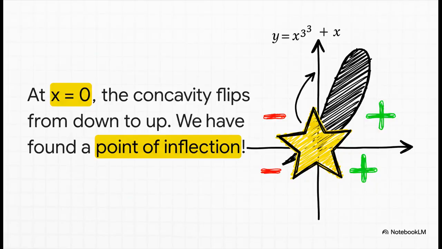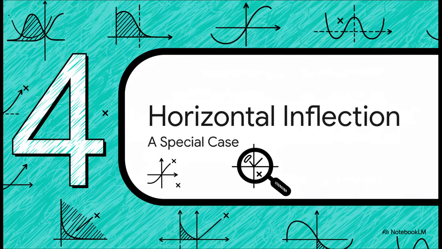So, let's recap. The second derivative is 0 at x equals 0, and its sign flips from negative to positive as we pass through x equals 0. We've met both conditions. Boom! We can say for sure that this function has a point of inflection at x equals 0. We found it.